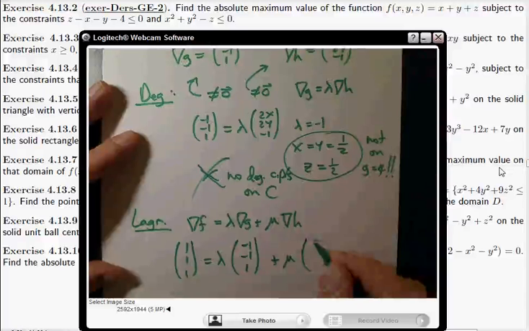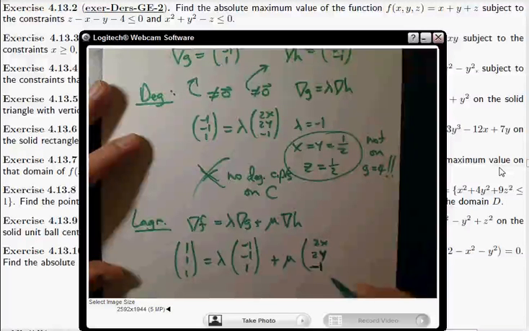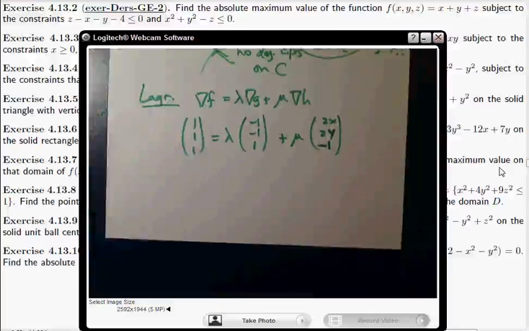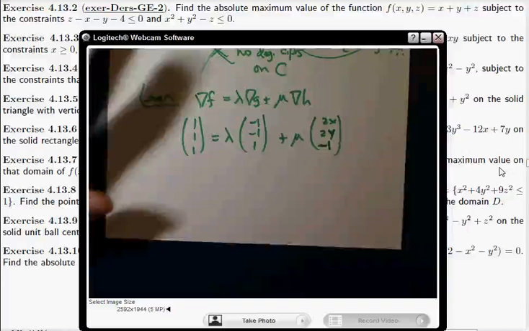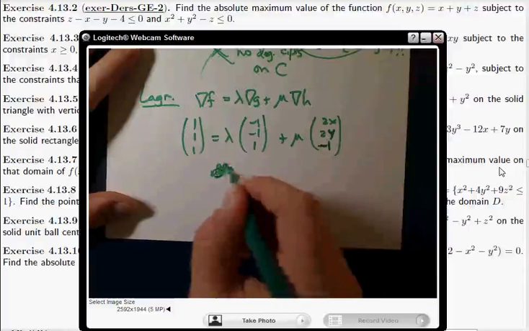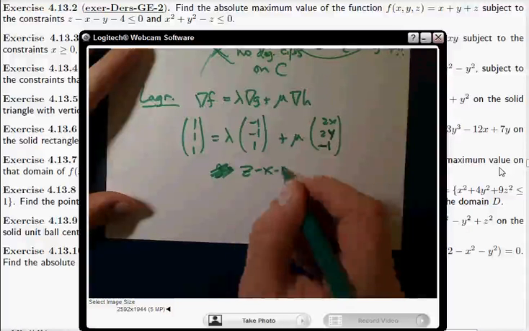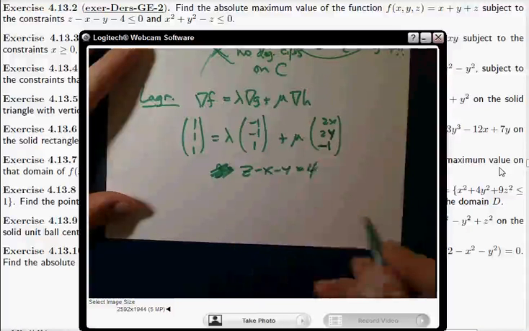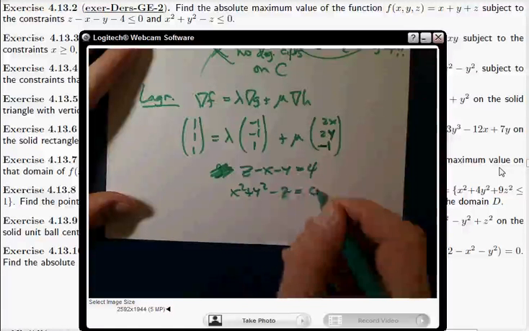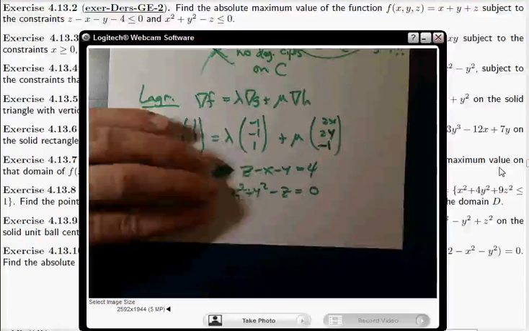2x, 2y, negative 1. That's a y. Okay, that's a negative 1. I'm being sloppy in how I'm writing this. Shame on me. All right, and so now again we play the game. But we also have to have g equal to 4. Let's write it down as z minus x minus y equals 4, and we also have to have x squared plus y squared minus z equals 0. So we've got 5 equations and 5 unknowns.